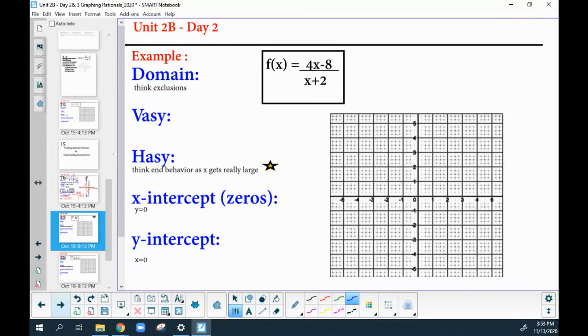So now we've got a little bit of a difference here because we have that 4. Let's figure out our exclusion and then see how that 4 works. The exclusion can't be -2, so that means I'm going to jump over it, not use it, go to the right and left. There we go, that's my asymptote at -2. So let's get that in there.